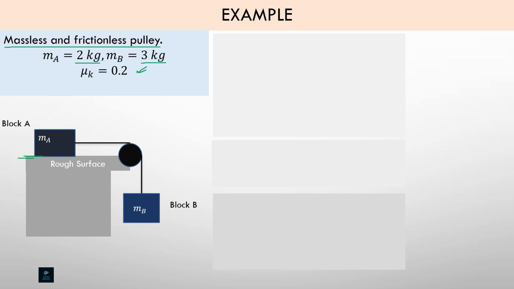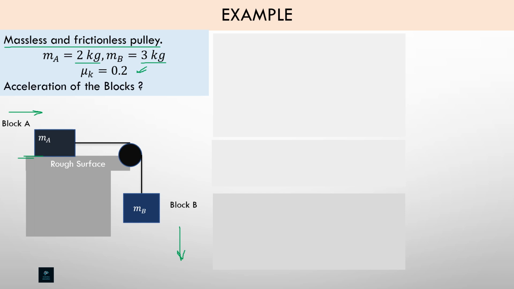Now, under the action of gravity, block B accelerates in the vertical direction and it also pulls block A. Therefore, block A accelerates in the horizontal direction. The magnitudes of the accelerations of both these blocks are the same. So in this problem, we will find the acceleration of these blocks.